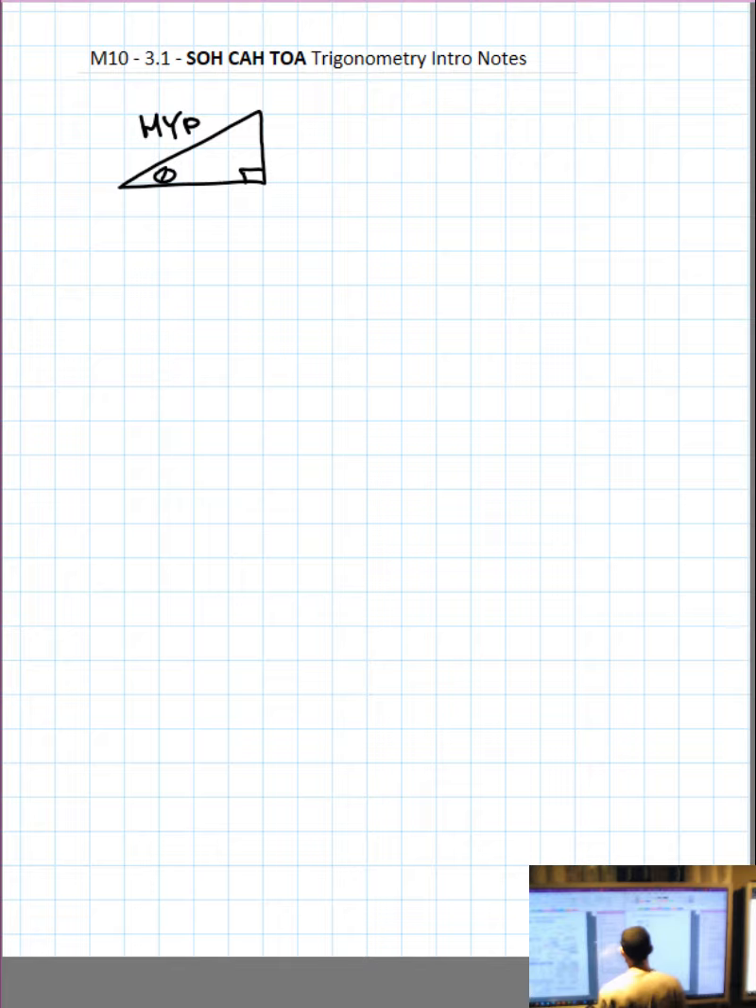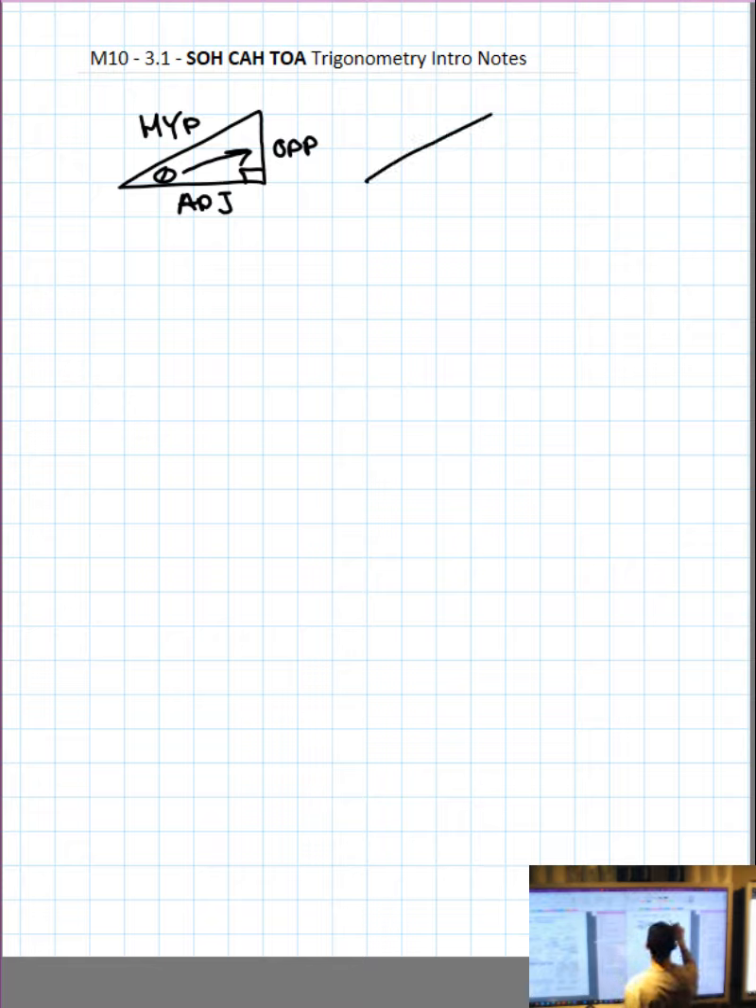Opposite, what does opposite mean? Opposite means opposite. So what's opposite of theta? Well, I'm going to put an arrow going from theta to the opposite side. You can't accidentally get to this side. Don't write that, because you have to curve your line. So we're going to call that opposite. I'm going to label it OPP. Now, beside theta, we have adjacent, ADJ.